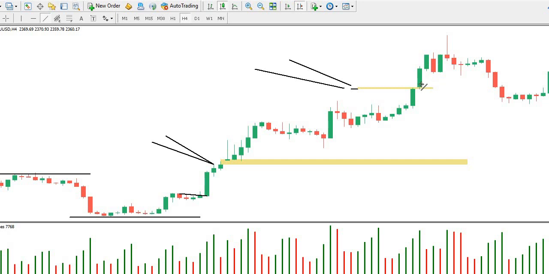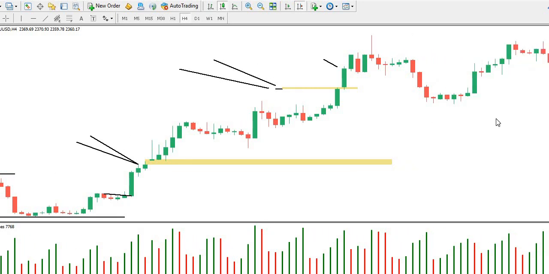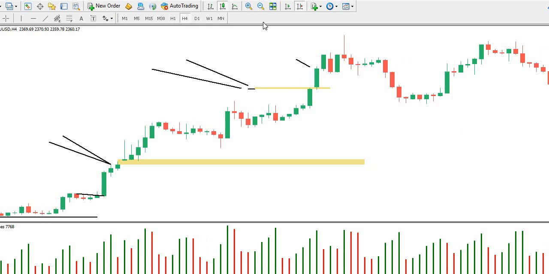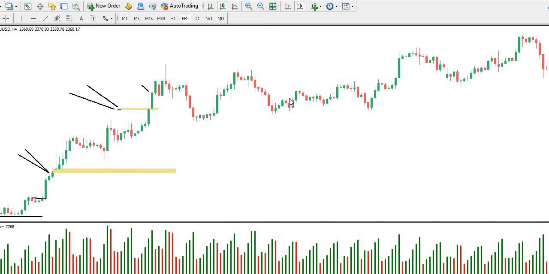So the gap was not filled instantly. It took the market 12 candlesticks to fill the gap. So you can see it took the market 2 days. 12 H4 candlesticks is equal to 2 daily candlesticks. And after retracing back to the point where the runaway gap was appeared, the market again continued its bullish run.